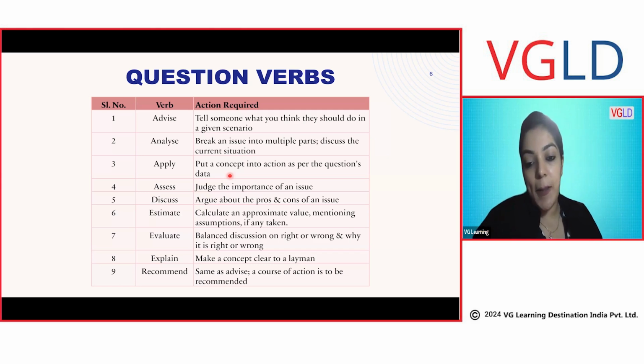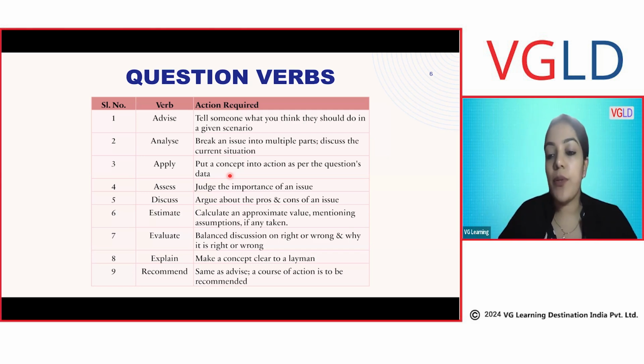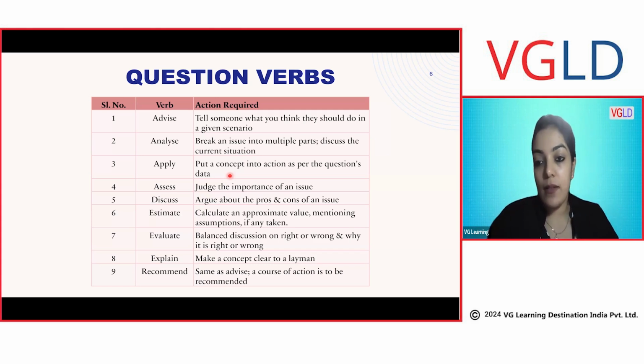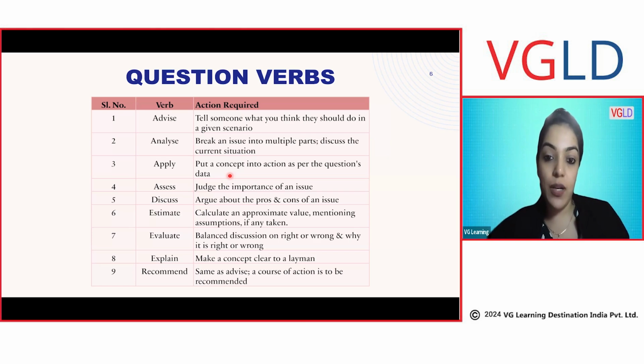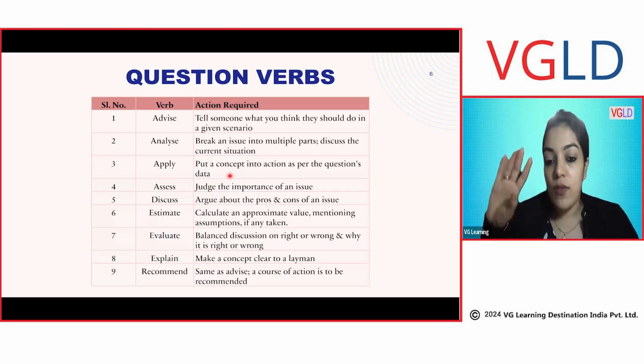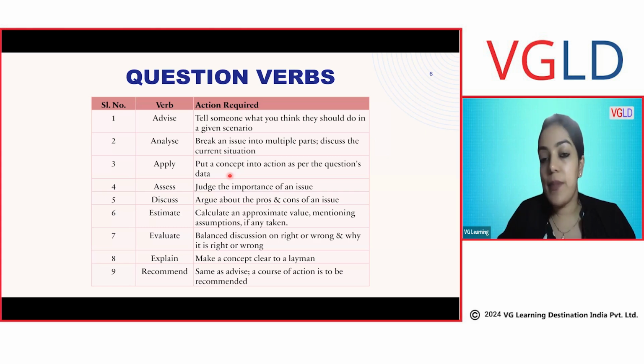Then discuss. Argue about the pros and cons of an issue, like what are the advantages and limitations of a particular model. It's maybe, for example, throughput accounting. So you're asked to discuss throughput accounting. So what you would do is explain throughput accounting in 1 or 2 sentences, and then you will talk about their advantages and disadvantages. So in that way, the answer becomes complete in discussion question.